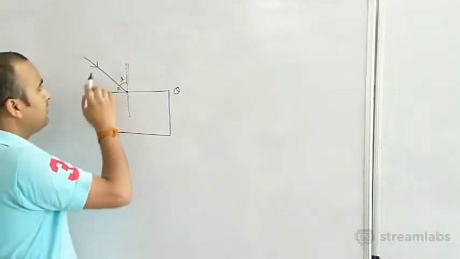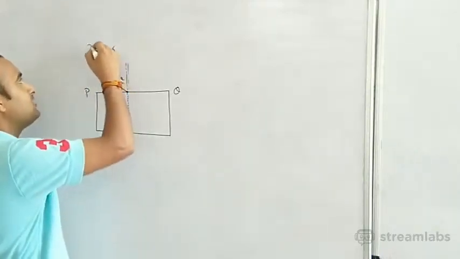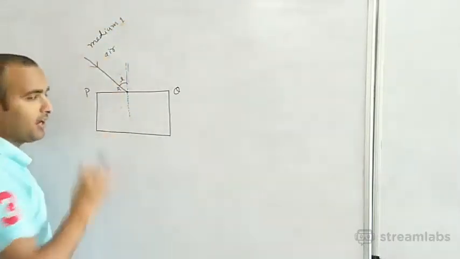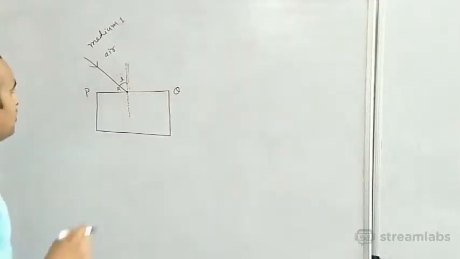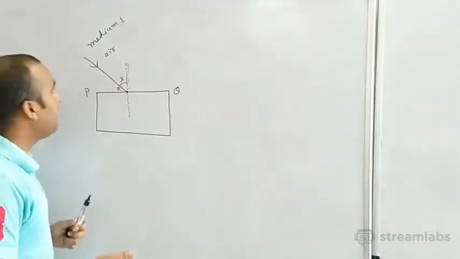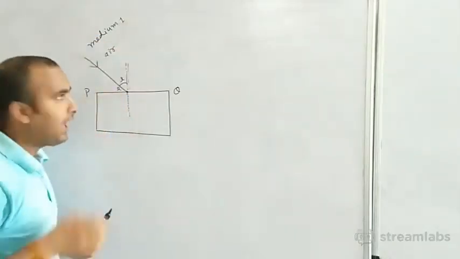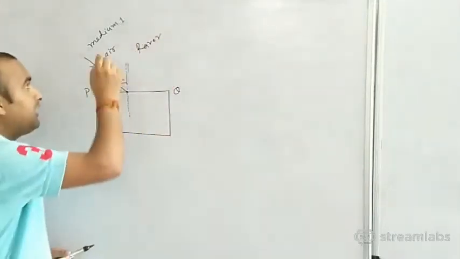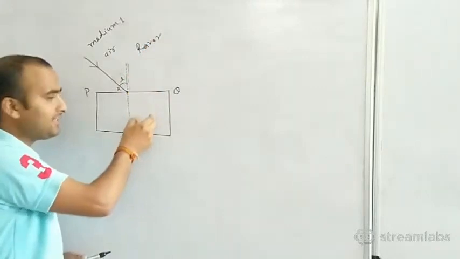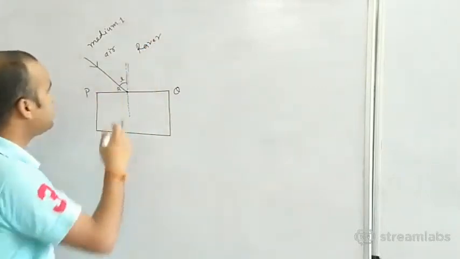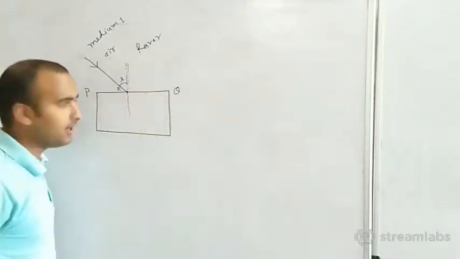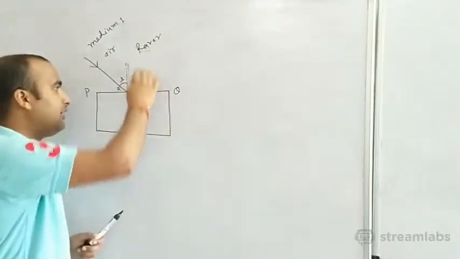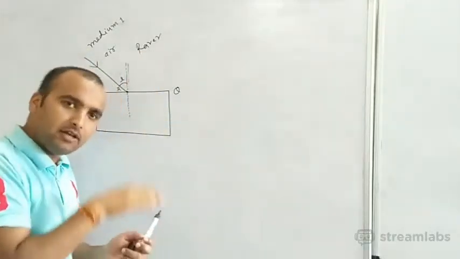Now this is the first medium, air, and this is the second medium, which I take here as glass. As I already taught in the previous video, when light comes from the first medium to the second medium, and the first medium is rarer, the light is coming from rarer to denser. Glass is denser compared to air. So refraction is going on, and the light bends towards the normal.